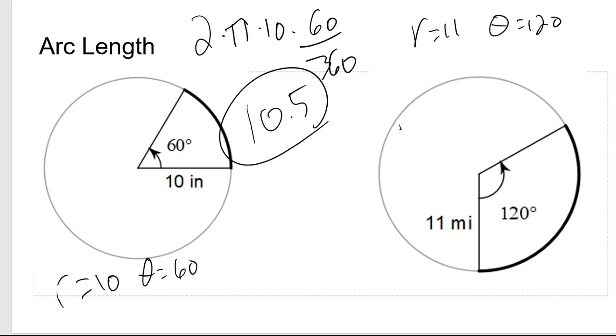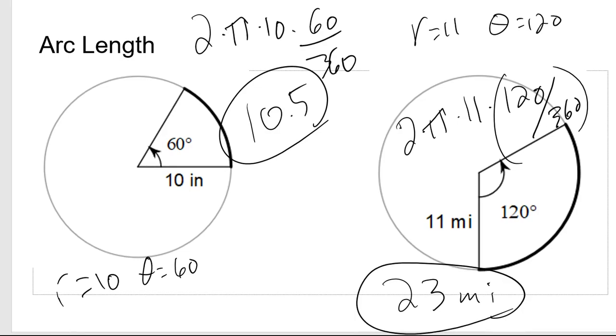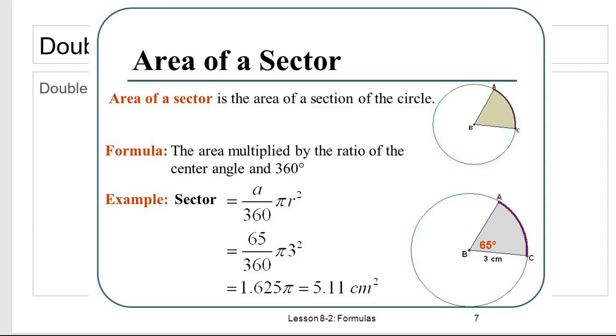So that means we're going to do 2 times pi times 11 times 120 over 360. Do not type this in, guys. It's 2 times pi, without parentheses. Put parentheses around here: 2 times pi times 11 times parentheses 120 over 360. You're going to get about 23.0, and it was 0, 3, so it's not going to be rounded at all. So there's my answer.